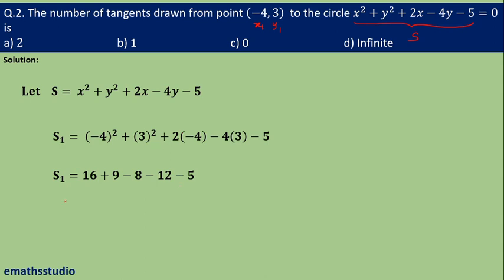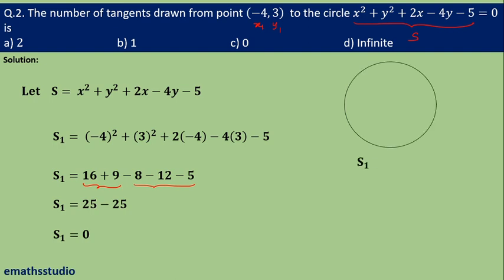Now what next we can do is, this S1 can be further simplified. If you look at this one, this becomes 25 here, and this becomes minus 25. So 25 minus 25, the value of S1 is 0. Now what we have discussed in this case, if the value of S1 is 0, that means the point is on the circle. If the point is on the circle, now from this point, only one tangent can be drawn to the circle.